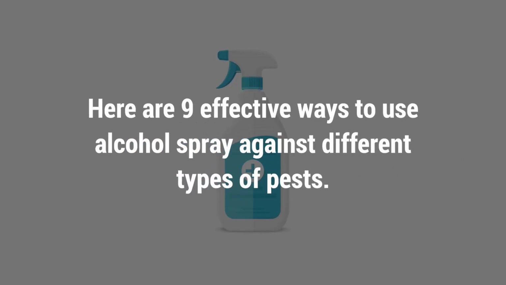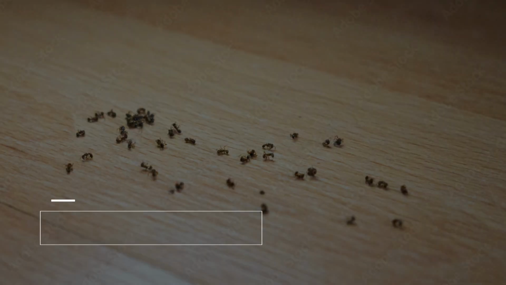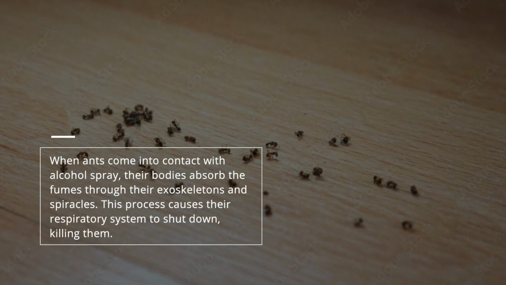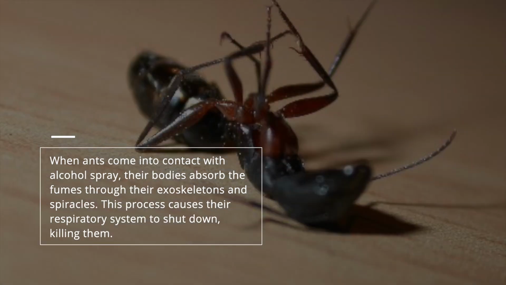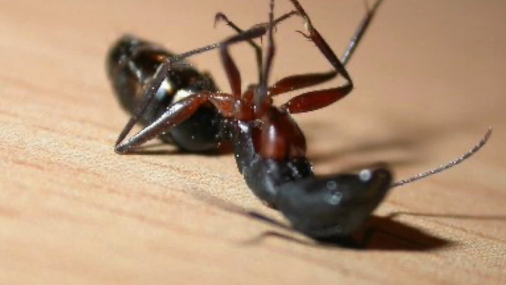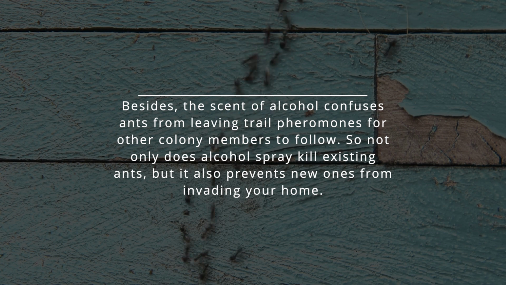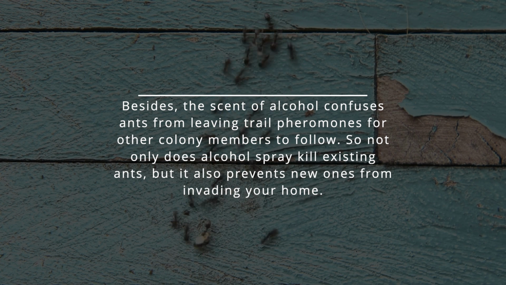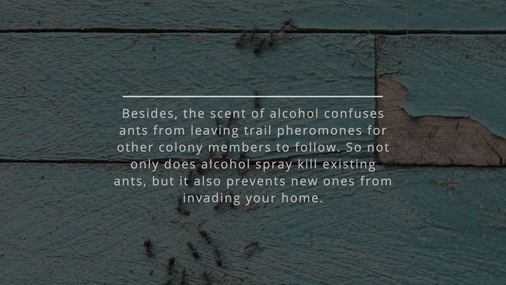Here are 9 effective ways to use alcohol spray against different types of pests. 1. Ants. When ants come into contact with alcohol spray, their bodies absorb the fumes through their exoskeletons and spiracles. This process causes their respiratory system to shut down, killing them. Besides, the scent of alcohol stops ants from leaving trail pheromones for other colony members to follow. So not only does alcohol spray kill existing ants, but it also prevents new ones from invading your home.